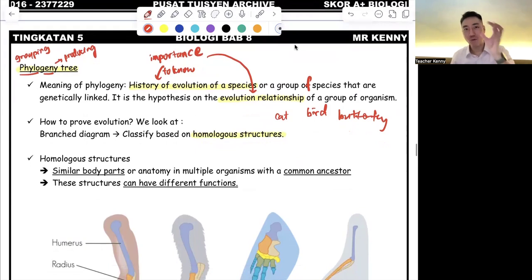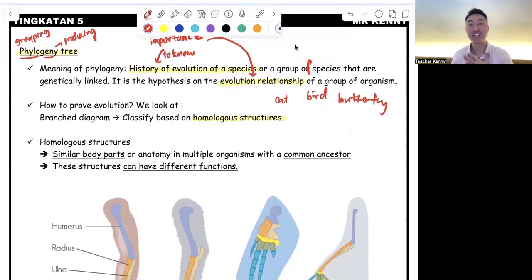So they finally come out with one. They say, guys, we are looking at homologous structure. Means what? Structure which is the same internally. Body parts that are the same. So at the end of the day, cat and bird is more related than bird and butterfly. Wow, wait. But bird have wings, butterfly have wings, correct? Shouldn't they be the same?